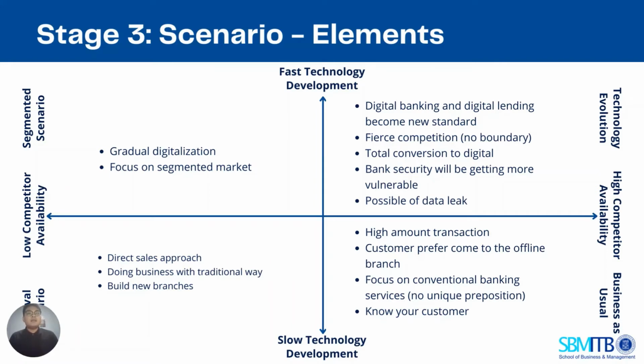And the last one is the most favorable scenario. It is the scenario of technology evolution because it has high competitor availability and fast technology development. The scenario has several elements. It is digital banking and digital lending become the new standard. Fast competition or no boundary. Total conversion to digital. Bank security will be getting more vulnerable and possible data leak.